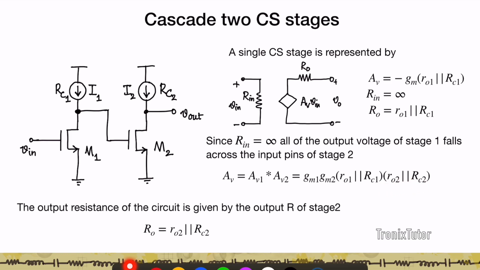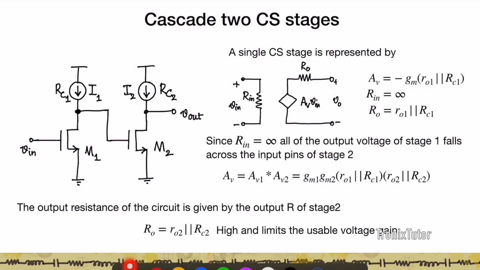And if you look at the output resistance of this combined circuit, because Rin is infinity, the effective output resistance of the circuit is limited by the output resistance of the last stage, which is given by RO2 parallel RC2. So in this case, by cascading two common source stages, one after the other, I'm able to get a good gain or a high small signal gain, right? However, I'm still limited by the usability of this gain because of this large output resistance.